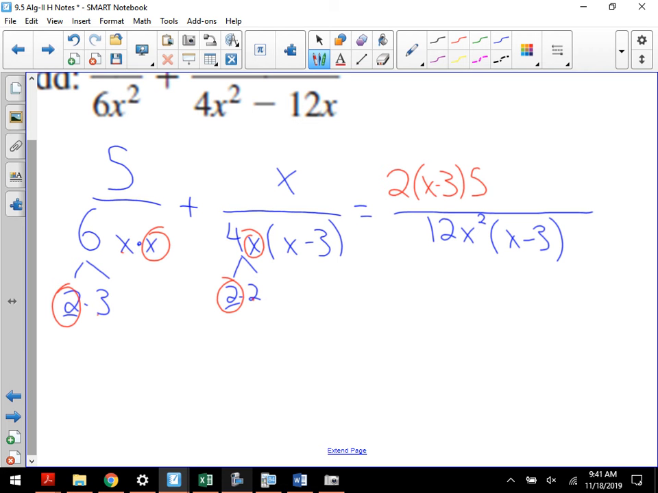4 times what is 12? 3. Okay? It has an x. It needs 12, another x, and then x minus 3. Oh, that's not 6, it needs 12. I'm sorry. Oops, this was the x. It had the 4, so we needed the 3. Oh wait, I already had the x minus 3.